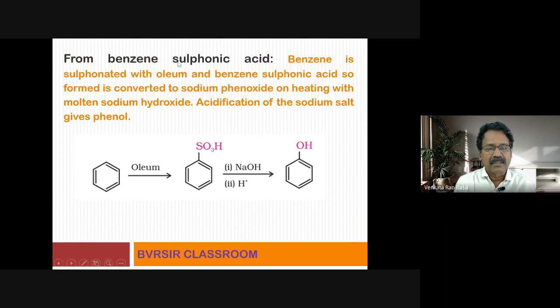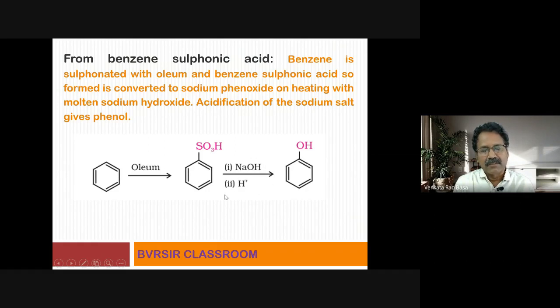Another method is the preparation of phenol from benzene sulfonic acid. Benzene sulfonic acid is C6H5SO3H. First, how is this benzene sulfonic acid prepared? Benzene is treated with oleum. Oleum is H2S2O7. Fuming sulfuric acid is also called oleum. When benzene is treated with oleum, it results in the formation of benzene sulfonic acid, and this is subjected to reaction with NaOH that gives sodium phenoxide, which upon treatment with acid finally results in the formation of phenol.